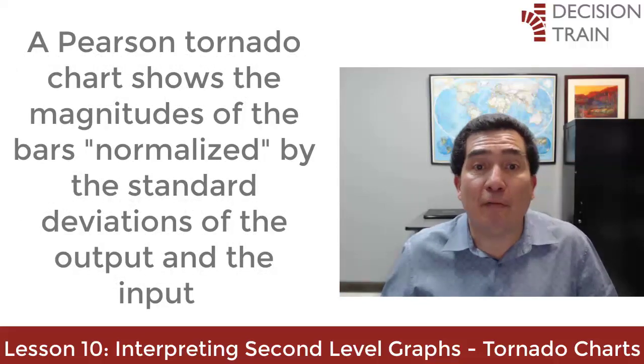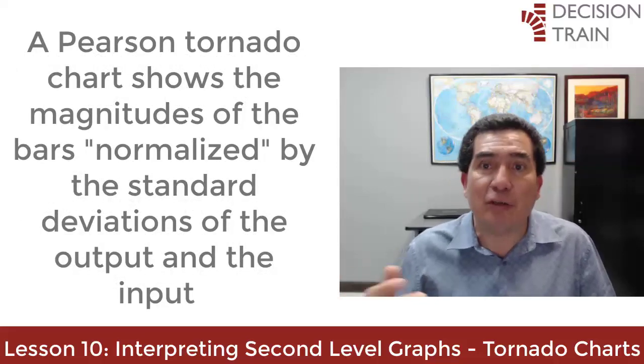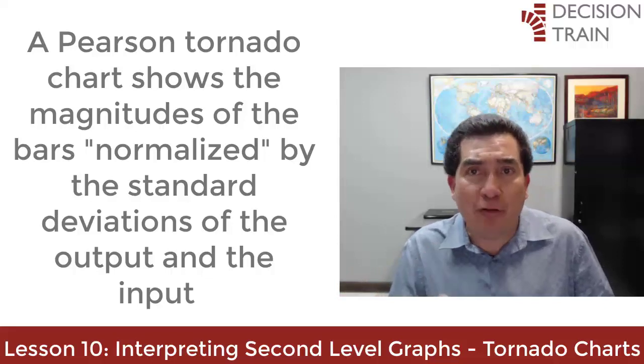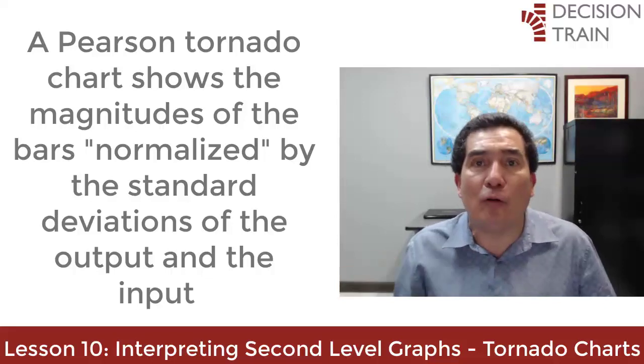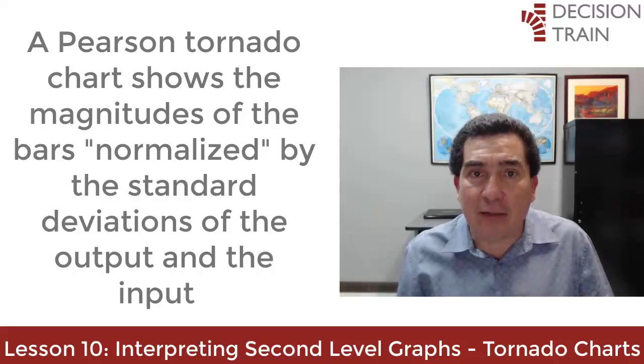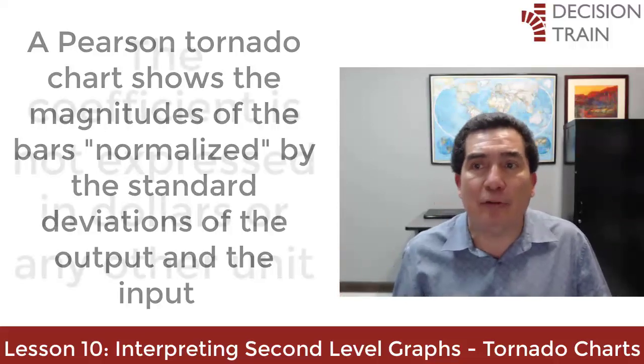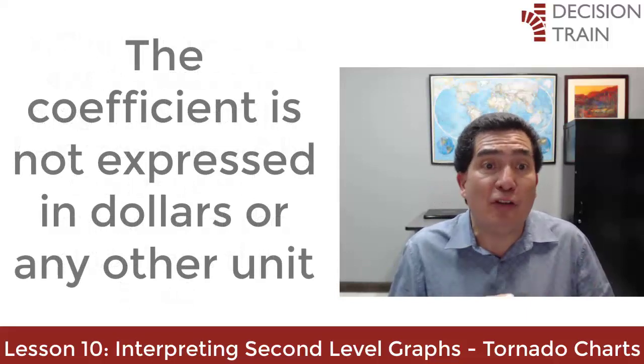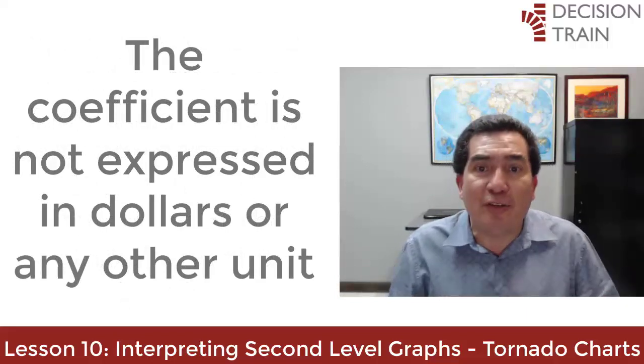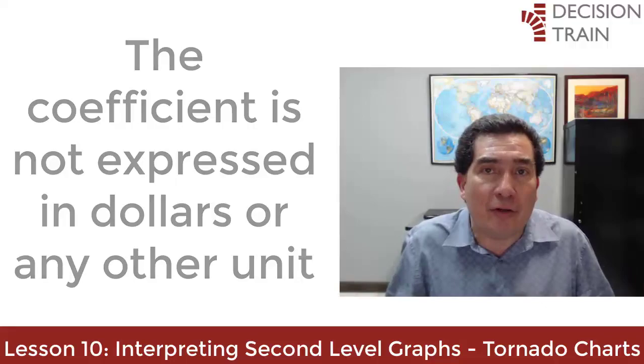A tornado chart of linear or Pearson regression coefficients shows the magnitudes of the bars scaled or normalized by the standard deviation of the output and the standard deviation of that input. In other words, this number shown on the bar is not expressed in actual dollars or any other unit.